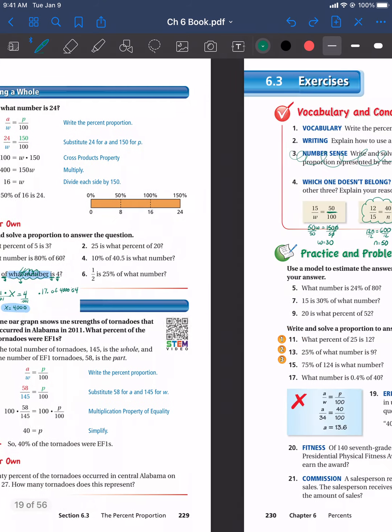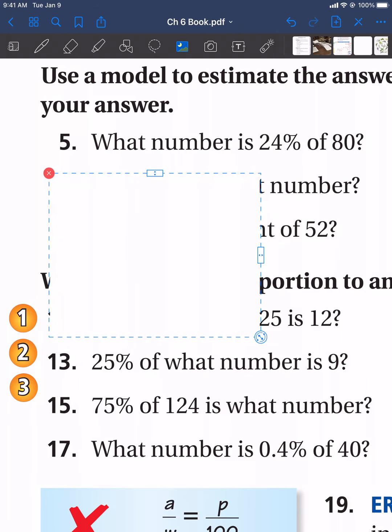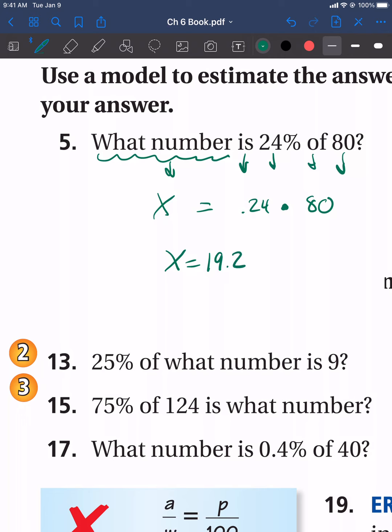But the rest of these do exactly what we were doing. I'll do one with you to remind you. Number 5: What number, that's our x, is, that's our equals, 24%, that's going to be 0.24, of, that's our times, 80. So I would just take 0.24 times 80, and I'd get my x. x equals 19.2. Okay? And that's what you would do.